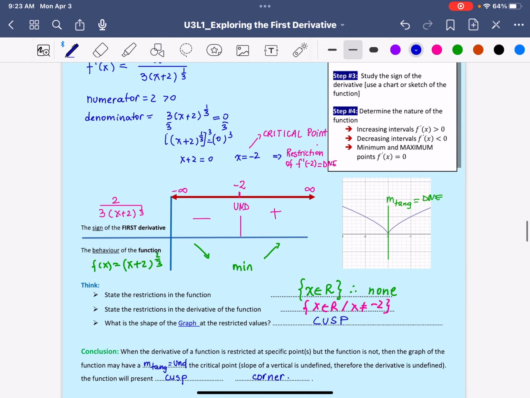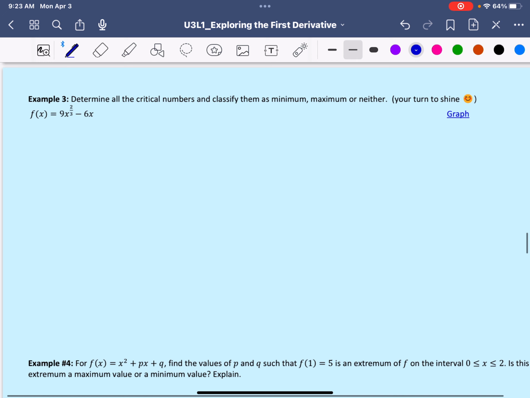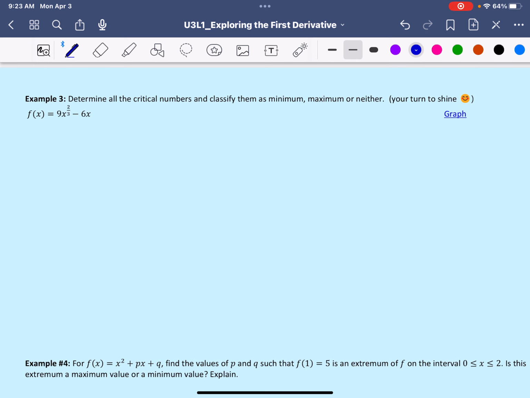So in the same way, you can reason about the next example. This is an example for you to try. I will take this up in the next lesson recording.